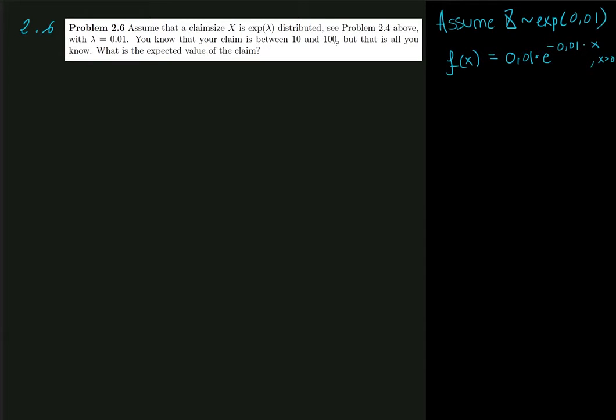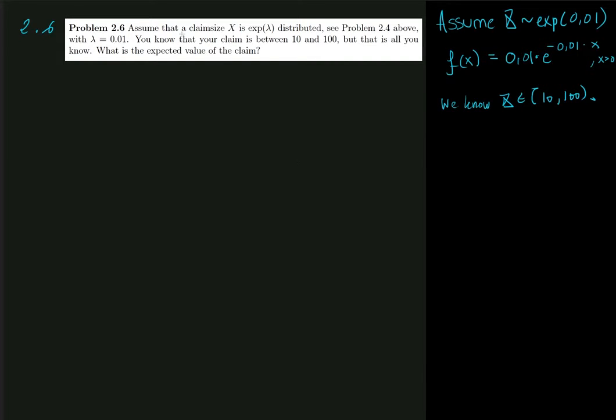You know that your claim is between 10 and 100. So we know that x lies between 10 and 100. And it doesn't really matter if I use closed parentheses or open parentheses here because x is continuously distributed. And then they tell us that is all you know. So practically, we don't know that much. And then they ask, what is the expected value of the claim?